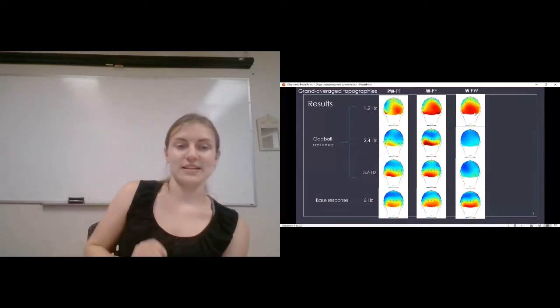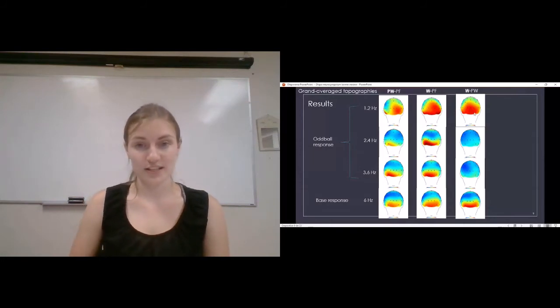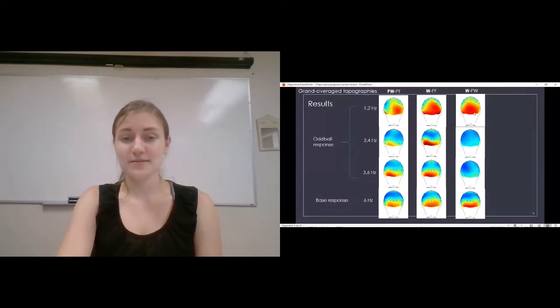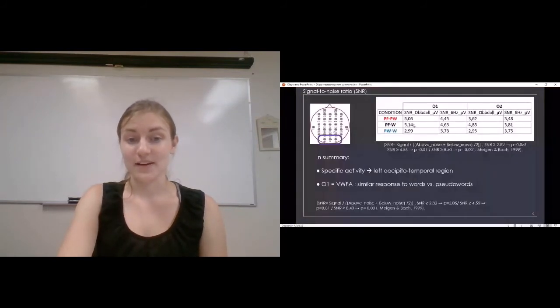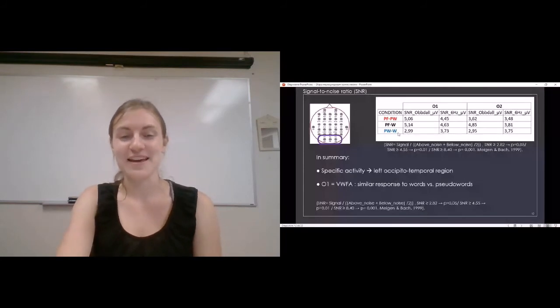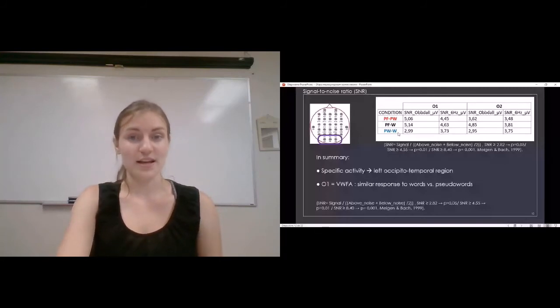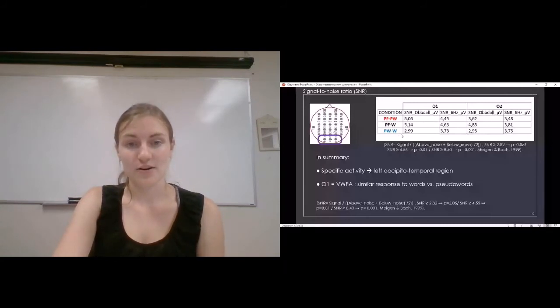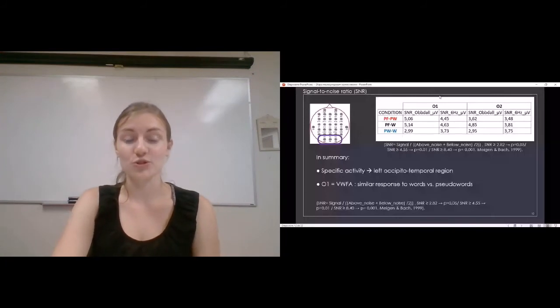Here we're presenting our grand average signal to noise ratios per condition for the O1 electrode, which is the electrode we use to assess the visual word form area. We can see that the pseudo words and words inserted in pseudo fonts conditions, the first two, have similar signal to noise ratio values, and that these values are higher than the words to pseudo words signal to noise ratio values. This relates to our hypothesis, once again, that words and pseudo-words activate the visual word form area in a similar way. Furthermore, we can see that for the first 2 conditions, our SNR values are higher than the SNR values for the O2 electrode, which is the corresponding electrode in the right hemisphere, suggesting that the activity we see is specific to the left occipitotemporal region.